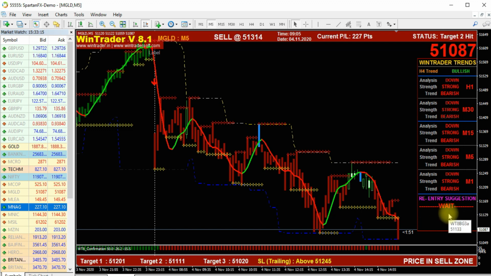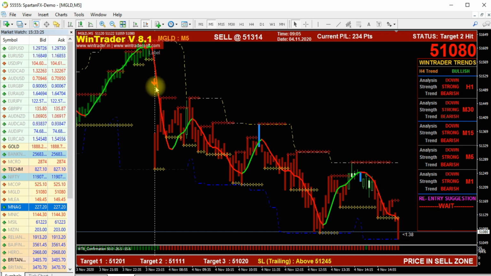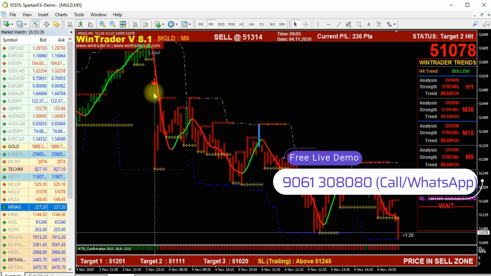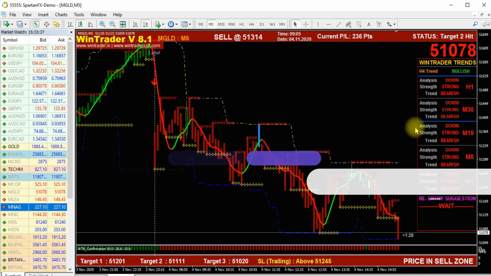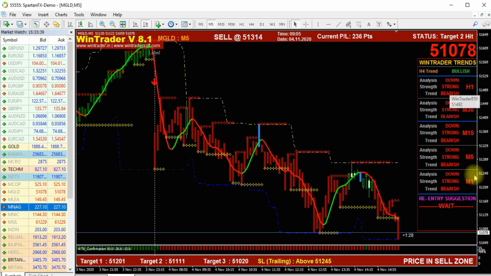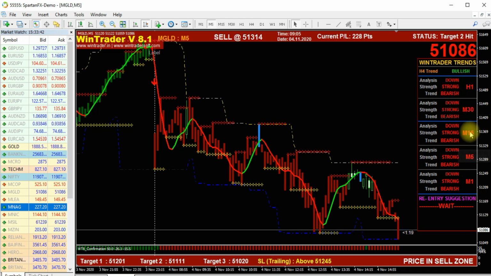I know we just opened the software online, that's why you couldn't see that. Right now it's in wait mode, so we will get a re-entry suggestion, and the sell price will be displayed here. Whenever a sell signal is generated, you will get a proper alert message with a bell sound. The alert message includes the signal price, target, and stop loss. Here the market trend will also be displayed for 1 minute, 5 minutes, 30 minutes, 1 hour, and so on. You can analyze the trend from here itself.